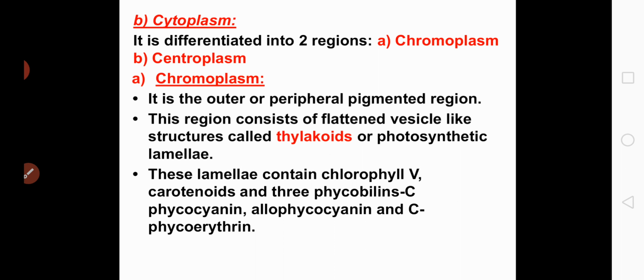So these are about the first part of the cyanobacterial cell. Coming to the second part, that is cytoplasm. Now again this cytoplasm is also divided into two regions. They are chromoplasm and centroplasm.